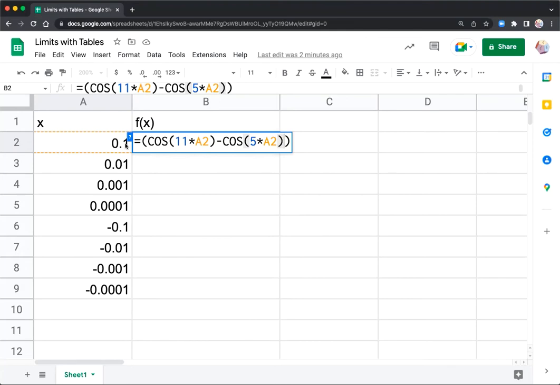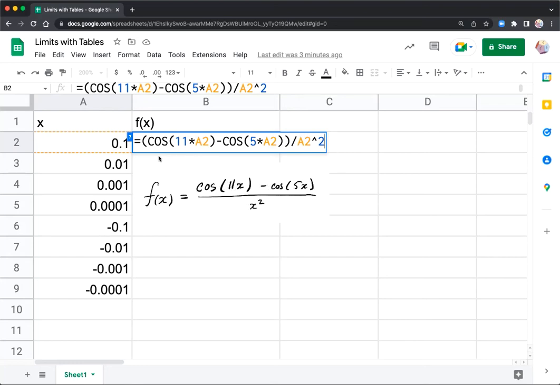And then keeping track of my order of operations outside that parenthesis, I'm going to hit the division symbol. And what do I want to divide by? Well, I want to divide by x squared in my formula, right? So that's the number that's in that cell, currently 0.1, squared. You can use that caret notation. Okay, so maybe it's a good place to pause this video and look. This is how I've entered the formula, cosine of 11x minus cosine of 5x over x squared, where x is the value in the cell A2, but I've done it referenced.